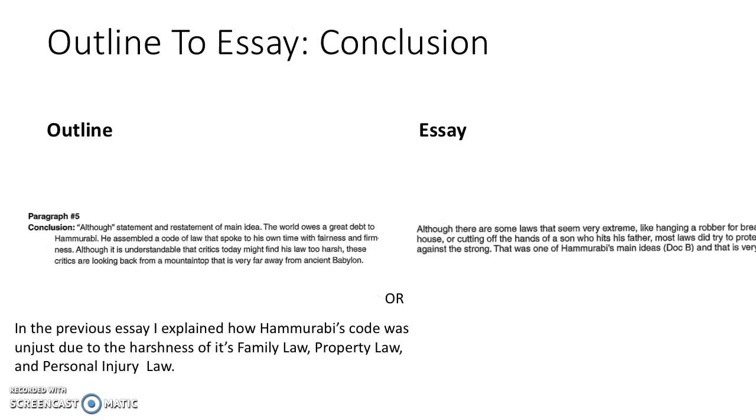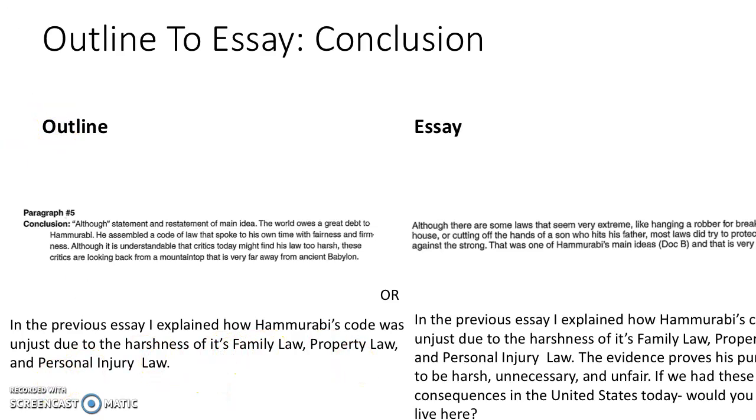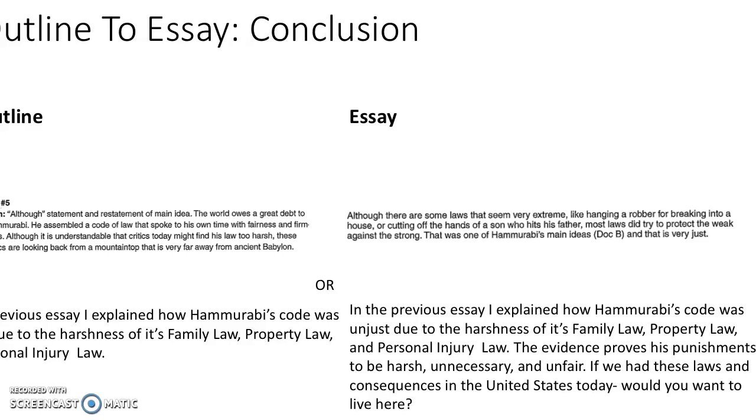So here's the backwards thesis statement. In the previous essay, I explained how Hammurabi's code was unjust due to the harshness of its family law, property law, and personal injury law. Very good backwards thesis statement. Then, over here: In the previous essay, I explained how Hammurabi's code was unjust due to the harshness of its family law, property law, and personal injury law. The evidence proves his punishments to be harsh, unnecessary, and unfair. If we had these laws and consequences in the United States today, would you want to live here? See how it ends with a question?